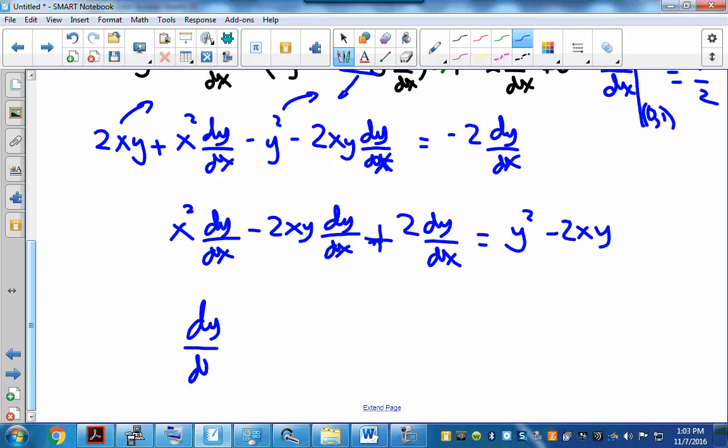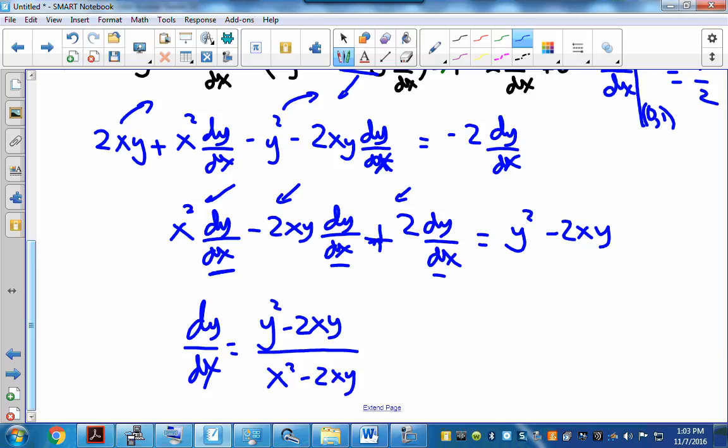Okay, so dy/dx is y squared minus 2xy, and of course we'd have to factor out this. But you'll have that, and that goes on the bottom here. So x squared minus 2xy plus 2. Okay, so there's our derivative.